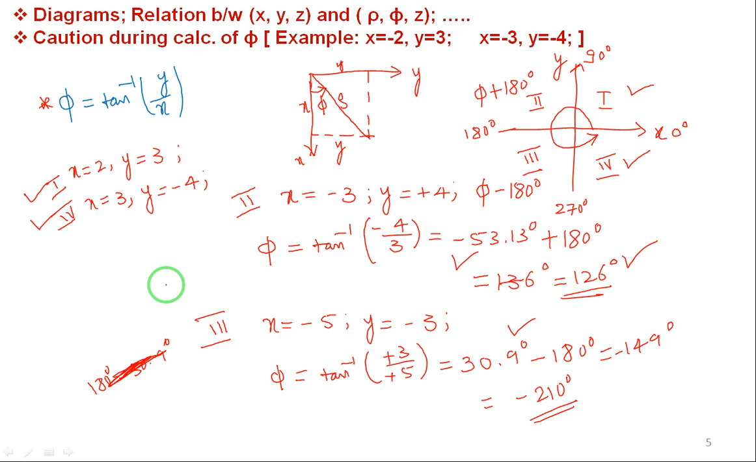X is negative, y is negative. So convention what we follow here is, if it comes in second quadrant, we will add plus 180. If it comes in third quadrant, we will subtract minus 180. This is the thing we have to follow, but this is not working out here for this point. So x is minus 5 means here I will get, and y is minus 3 means here, it's fine. Then it's coming in third quadrant. If I subtract minus 180, I am getting minus 149.